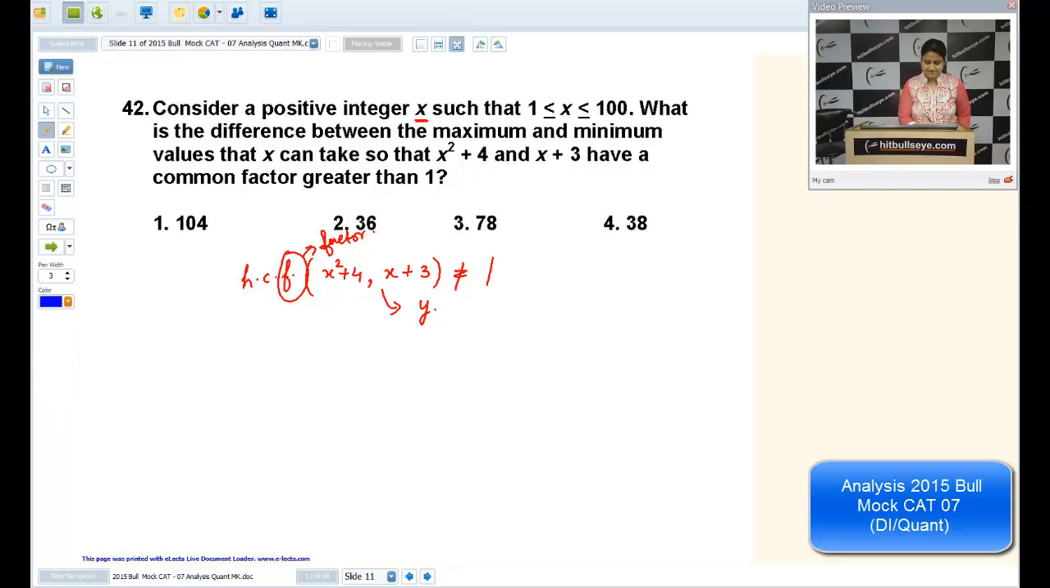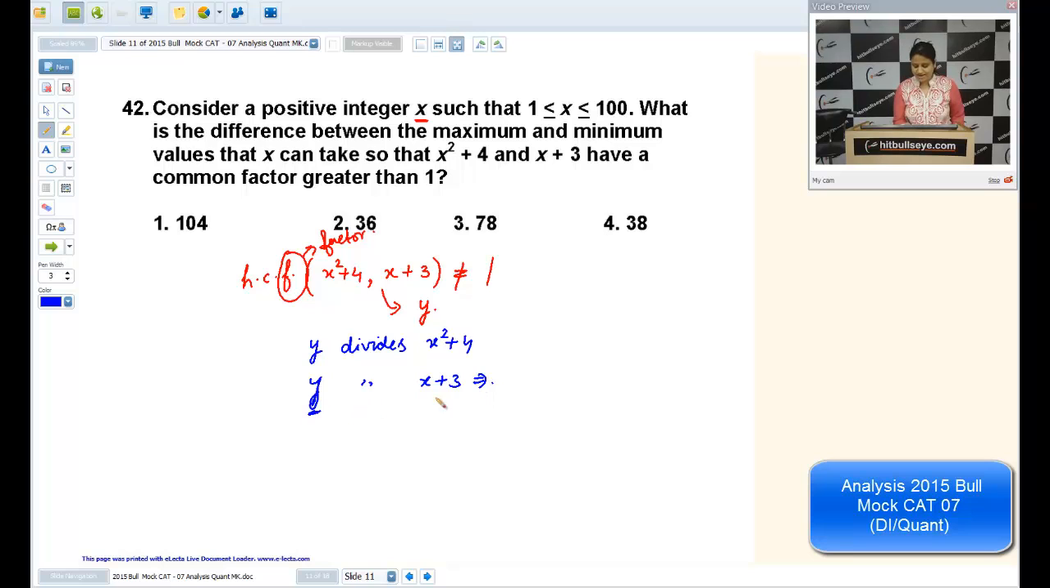If I consider y as a factor of these two expressions, it means y will divide x squared plus 4, and y will divide x plus 3. See, I want to comment upon y's values, so I'll try to relate y and x.